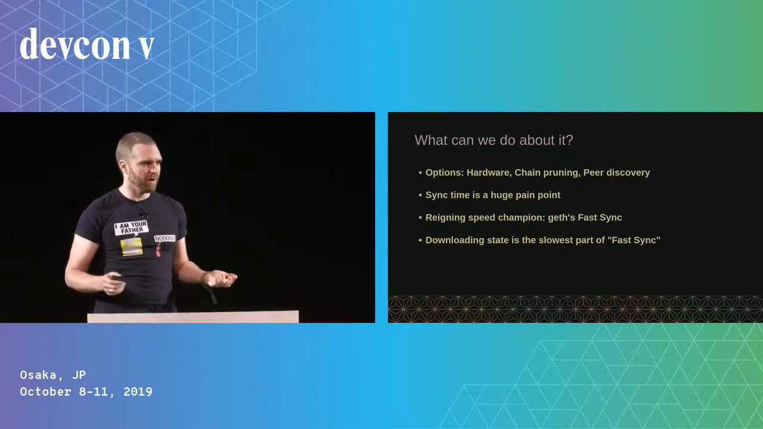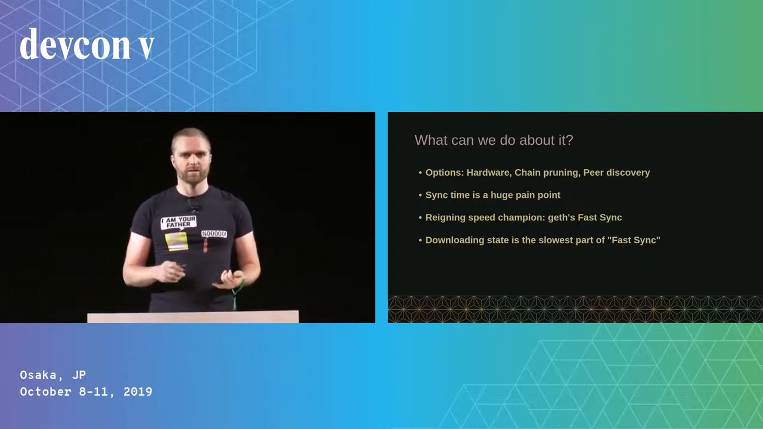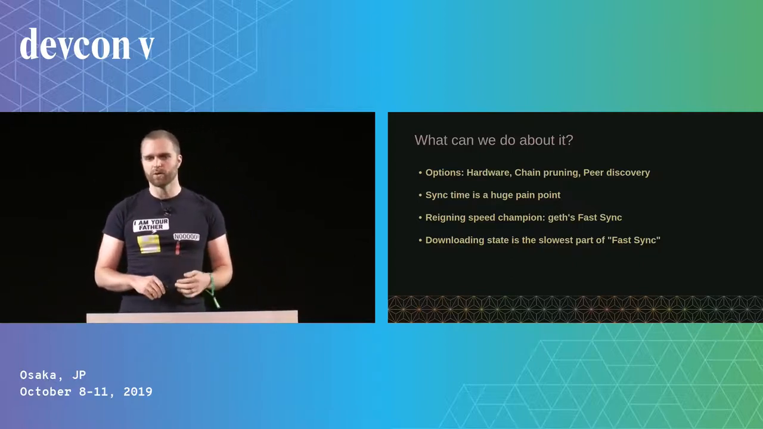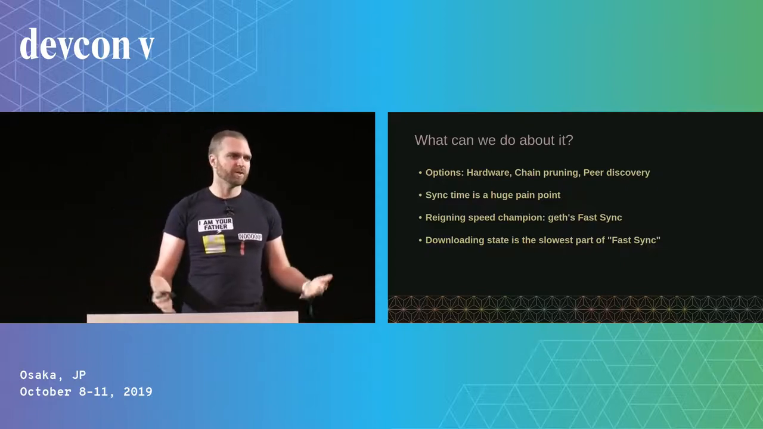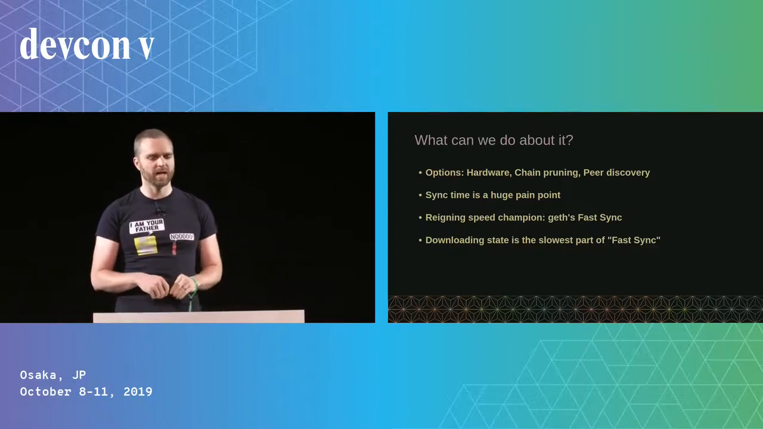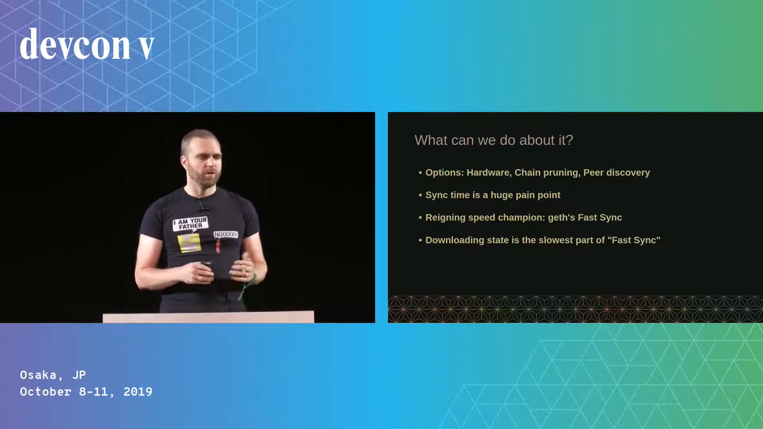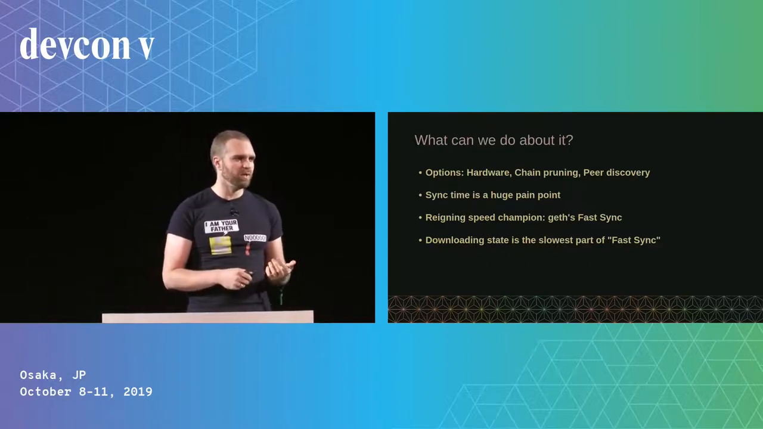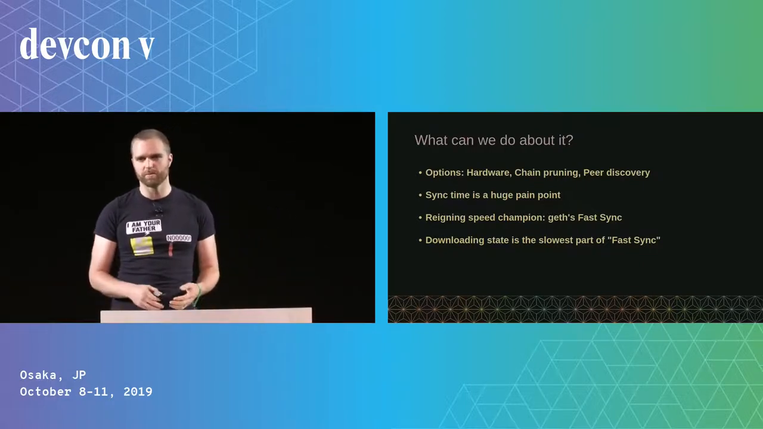Well, there are a lot of different avenues to approach this. There is dedicated hardware like dApp node or Grid Plus. There are people looking at the problem of how much storage it takes to use on your computer. There are people looking at peer discovery. The thing that we've found to be one of the biggest pain points is just the amount of time that it takes to sync from a fresh start.